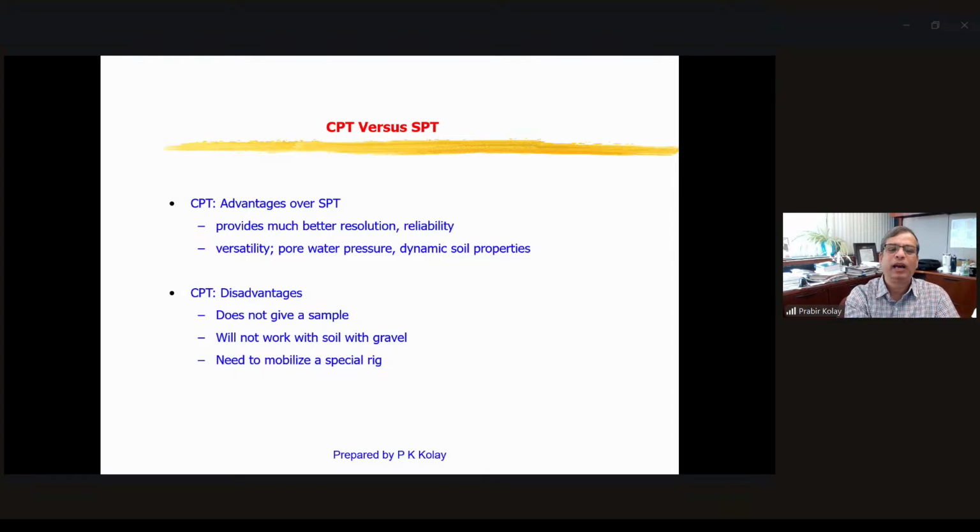CPT versus SPT: the advantage of CPT is that you can measure the pore pressure and the dynamic soil properties, and it is more reliable. The disadvantage is that it does not keep a sample, although you can sometimes use a sampler. It will not work with soil containing gravel. If it is gravel, you cannot penetrate the cone, and you need to mobilize a special rig. Since you need to push it to the ground, with no hammer, we need a special rig. So first we anchor the whole system and then push it to the ground.